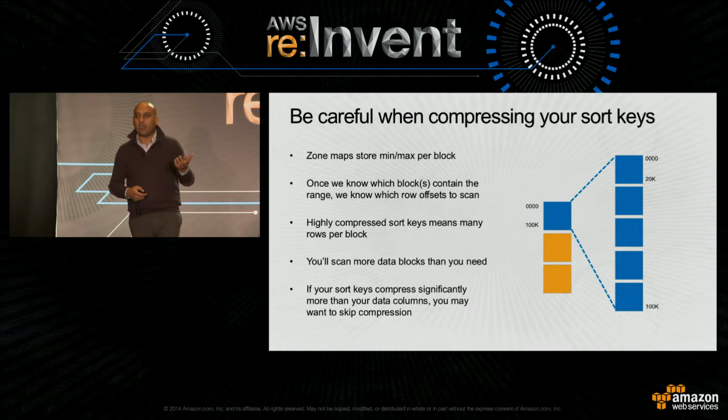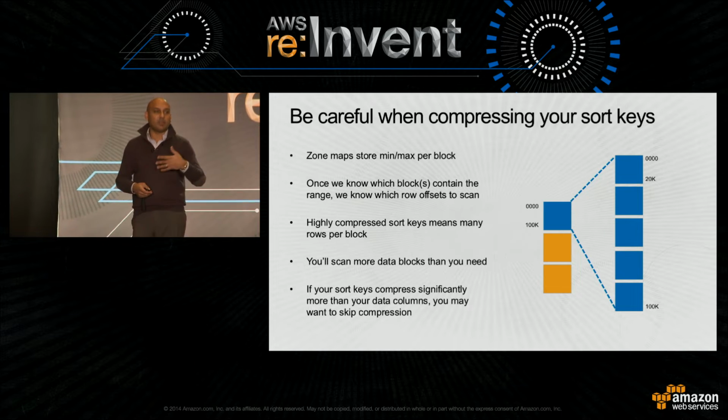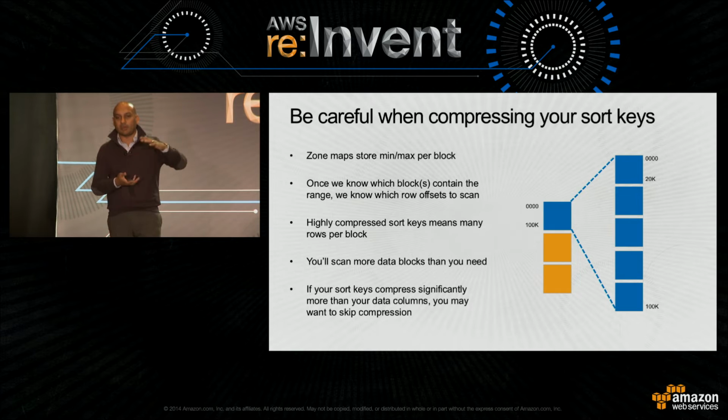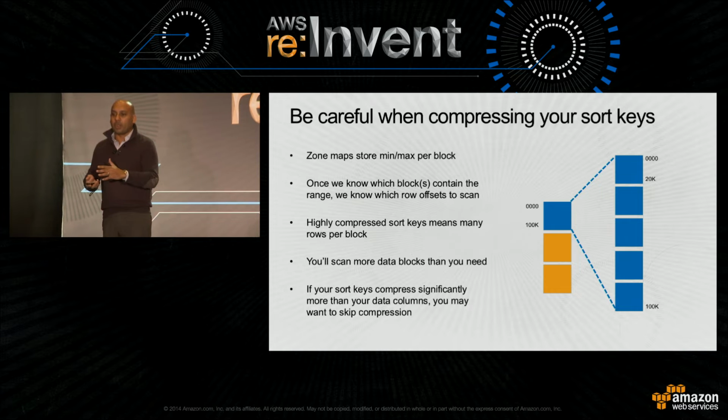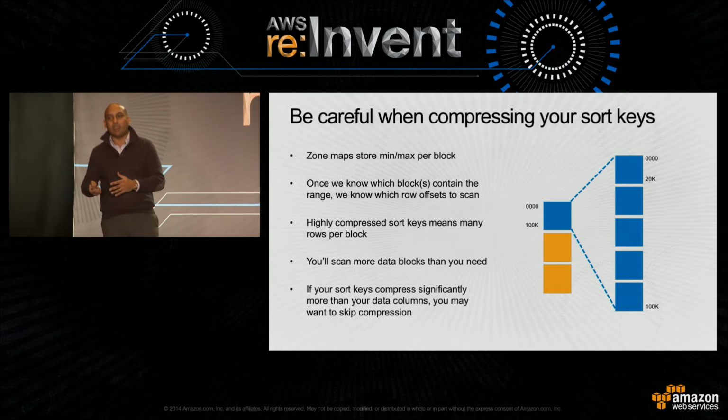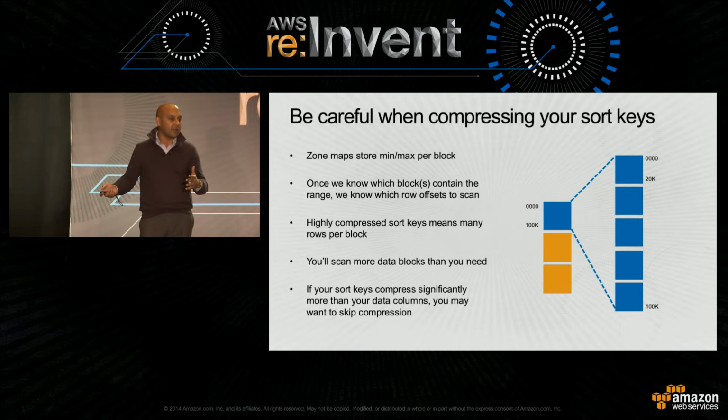So say we read and we decide that your data exists somewhere in the first block of the sort key. That's 100,000 rows potentially in the sort key offset. And if you get much better compression than you do on your data columns, you'll read way more rows than you have to on the data blocks because you have to read 100,000 offsets.